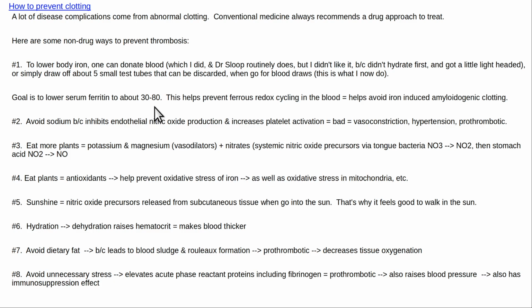So anyways, my original iron was 240, and that was normal. Normal was something like below 350 serum ferritin. But ideally, you want to get it below 80, sort of 30 to 80 is a good thing. You don't want to be below 30 because you increase your risk of something called restless leg syndrome. And that will help prevent ferrous redox cycling in the blood, where it cycles back and forth between Fe2+ and Fe3+, generating hydroxyl radicals, which can cause amyloidogenic clotting. Not good.